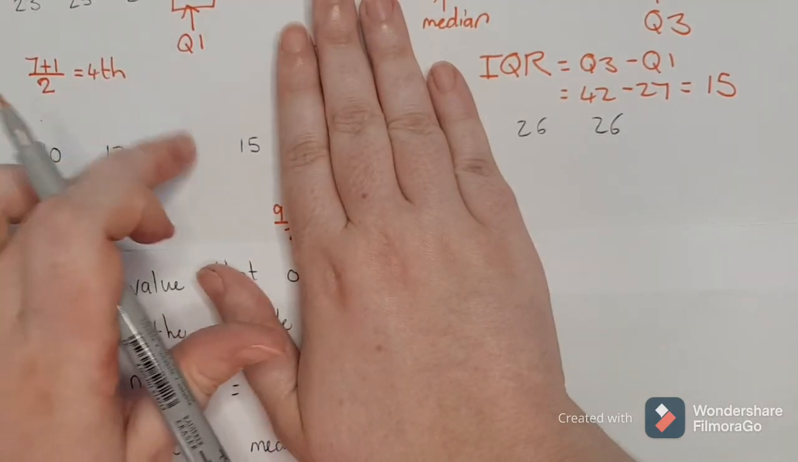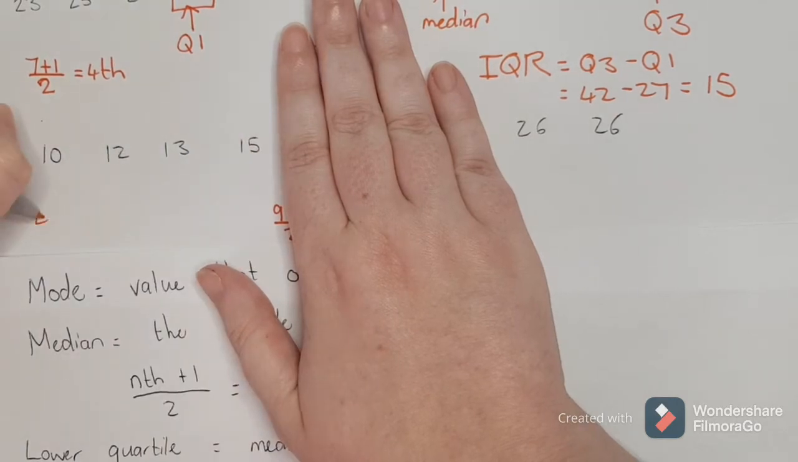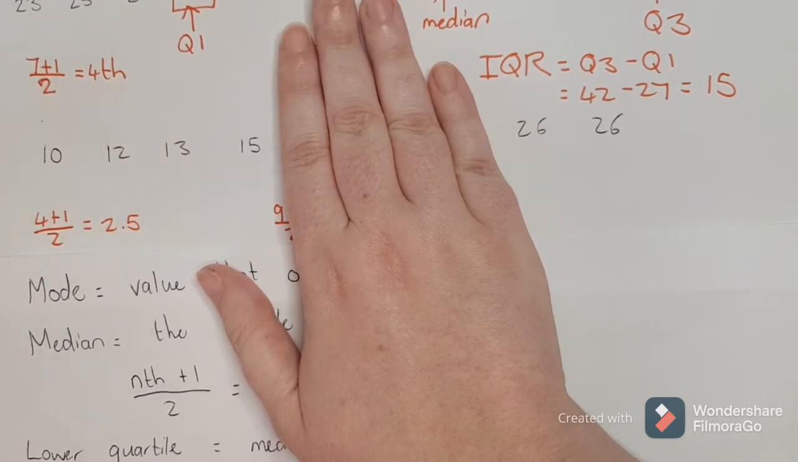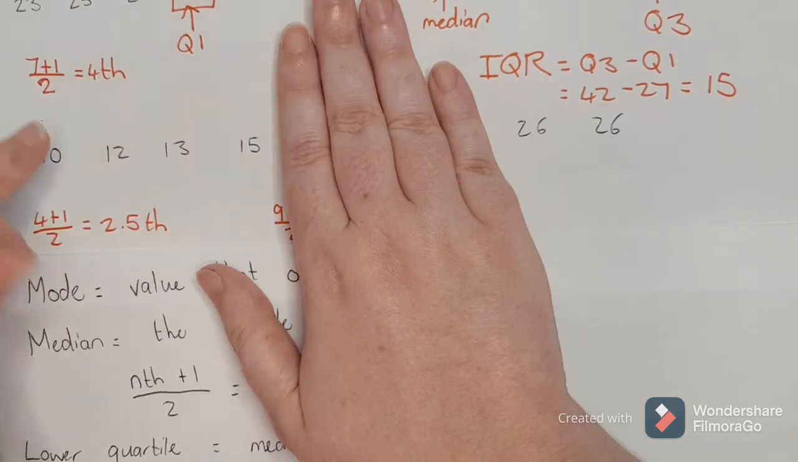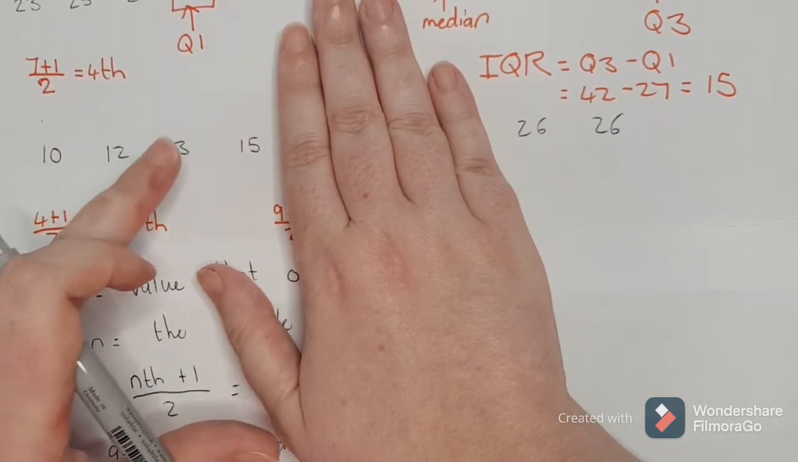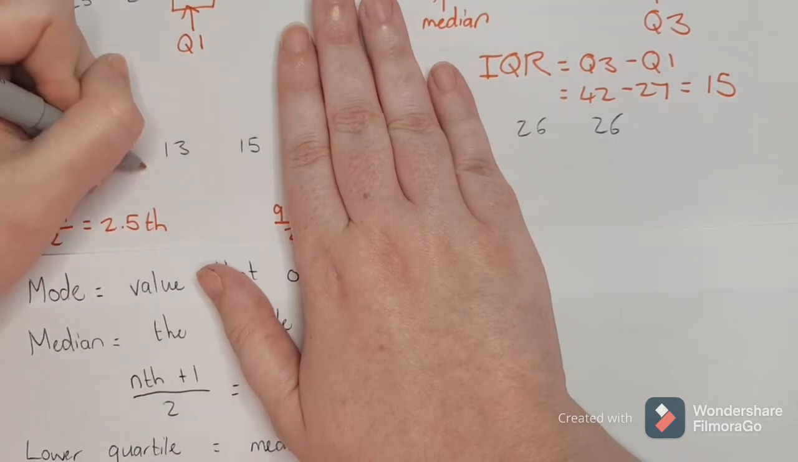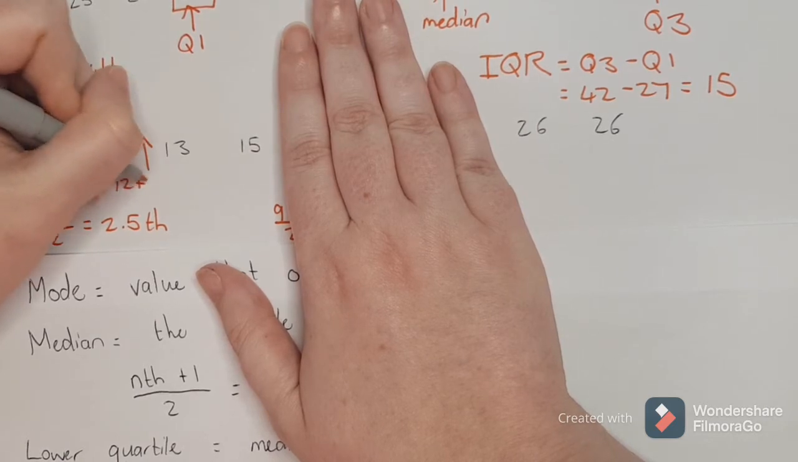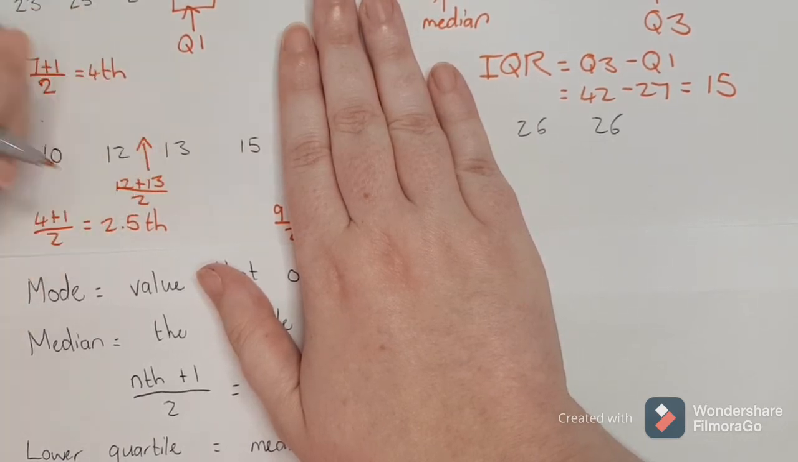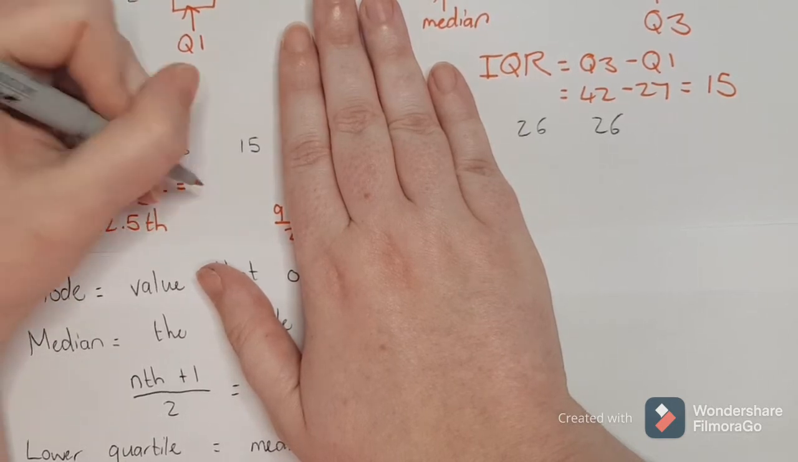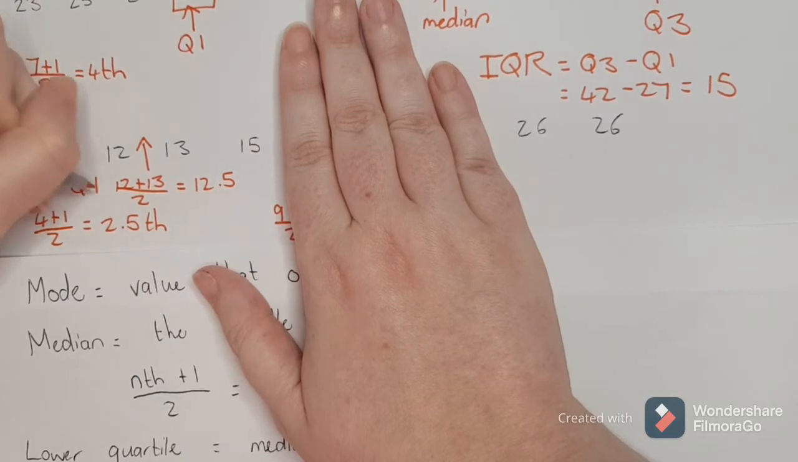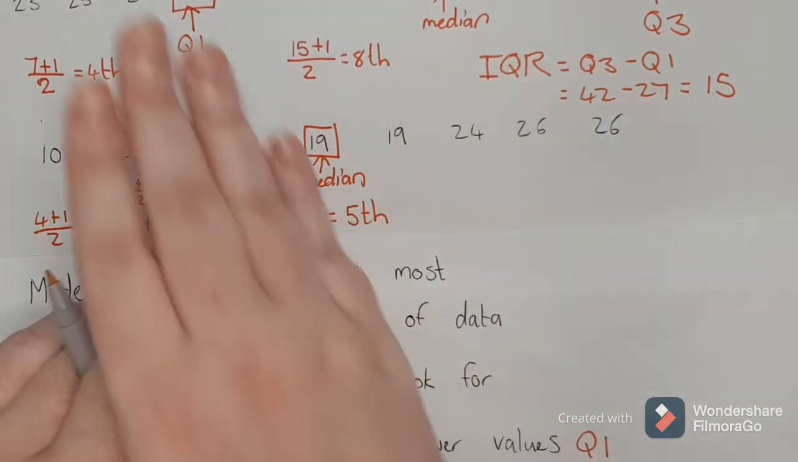So I've got 1, 2, 3, 4. So 4 plus 1 is 5, divided by 2 means I want the 2.5th number, which means I want the number in between 2 and 3. So that means I want my value here. So I'm going to say 12 plus 13 divided by 2 is going to give me a final answer of 12.5, being the Q1. And then I look on the other side of the median.